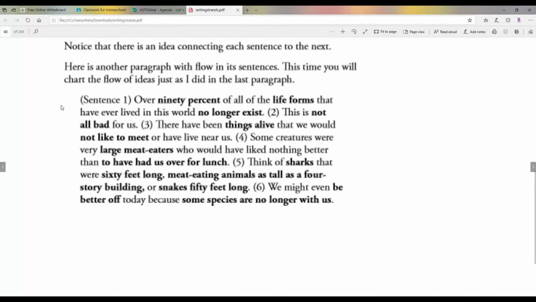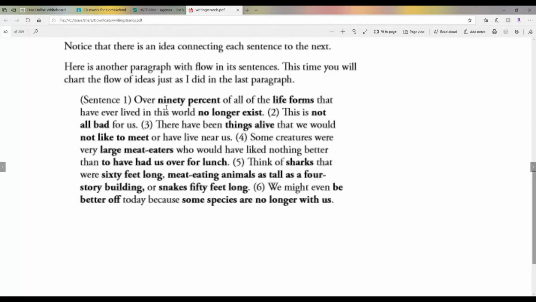So this paragraph, sentence 1: over 90% of all of the life forms that have ever lived in this world no longer exist. This is not all bad for us. There have been things alive that we would not like to meet or have lived near us. Some creatures were very large meat eaters who would have liked nothing better than to have had us over for lunch. Think of sharks that were 60 feet long, meat-eating animals as tall as a 4-story building, or snakes 50 feet long. We might even be better off today because some species are no longer with us.